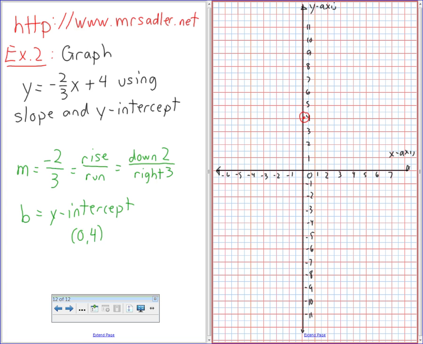My next victim is going to be Natalie. Natalie, how do you get to the next point on the graph, please? You go down to. Good. So down 2, to the right 3.